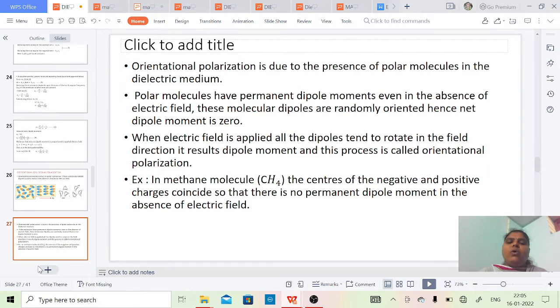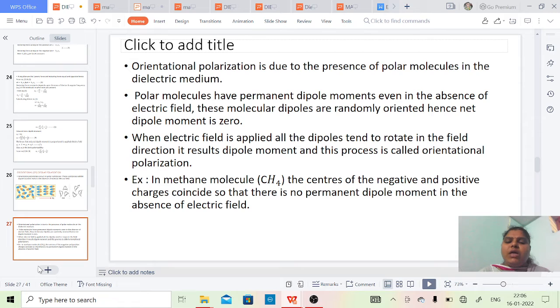Orientational polarization is due to the presence of polar molecules in the dielectric medium. Polar molecules have permanent dipole moments in the absence of an electric field. These molecular dipoles are randomly oriented, hence the net dipole moment is 0. When an electric field is applied, all the dipoles tend to rotate in the field direction. It results in a dipole moment, and this process is called orientational polarization.